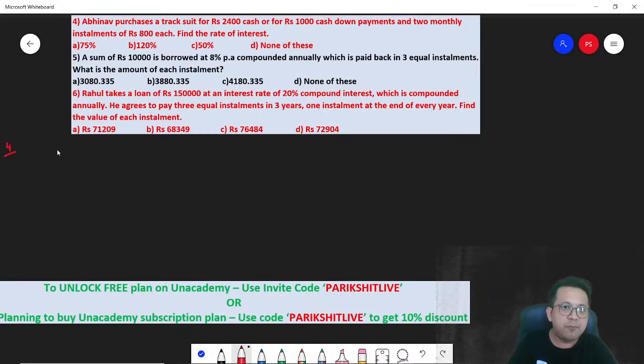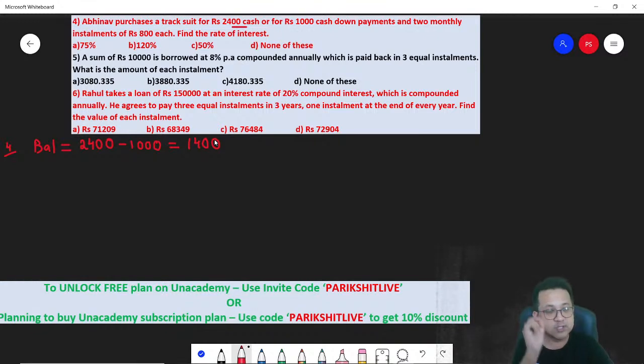So what is the balance amount? Remember, the total price of the suit is 2400. So you either pay 2400 cash or now you pay only 1000 and the remaining you pay in installments. 2400 minus 1000 is 1400. So 1400 is the balance amount which you decide to pay in 2 installments.